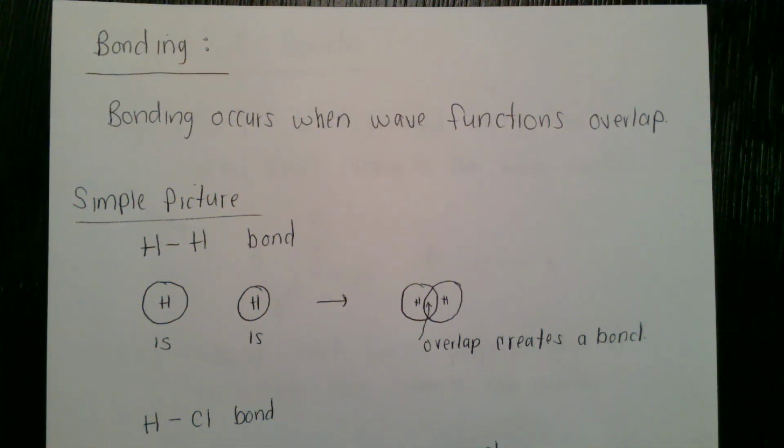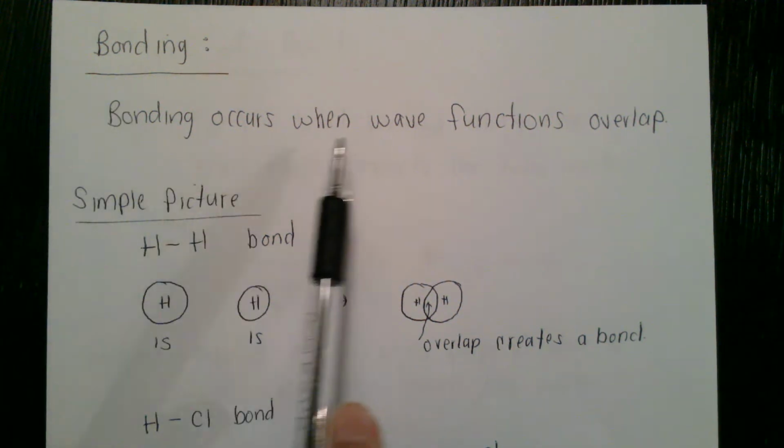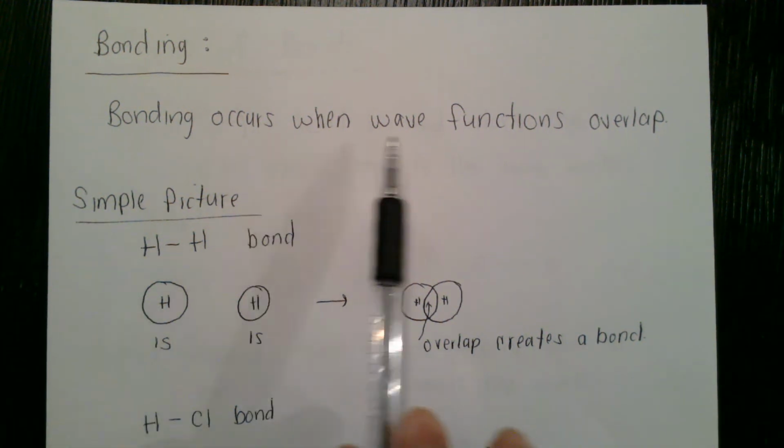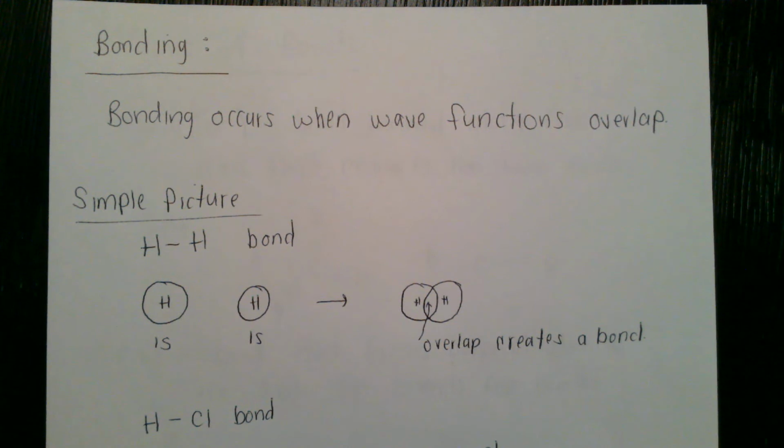All right, so to finish up chapter 9, we're going to look at some bonding theories. Okay, so bonding happens when wave functions overlap. So we're going to get to that in just a second. But for now, bonding occurs when you have wave functions that overlap in a way that's constructive.